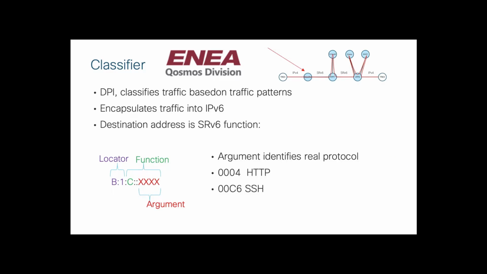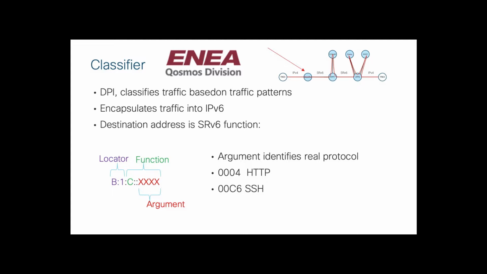The most important part of this network programming is the classifier. This is a function which does real deep packet inspection, and based on specific patterns of the packet flow, it classifies the traffic. In this case, all traffic is encapsulated into IPv6, and as a destination address, we use an SRv6 SID. A SID has basically two parts: the locator, which is the routable part of the SID, and it makes sure that the packet is delivered to the function anywhere in the network. Then the function itself is telling what exactly to do with the packet.